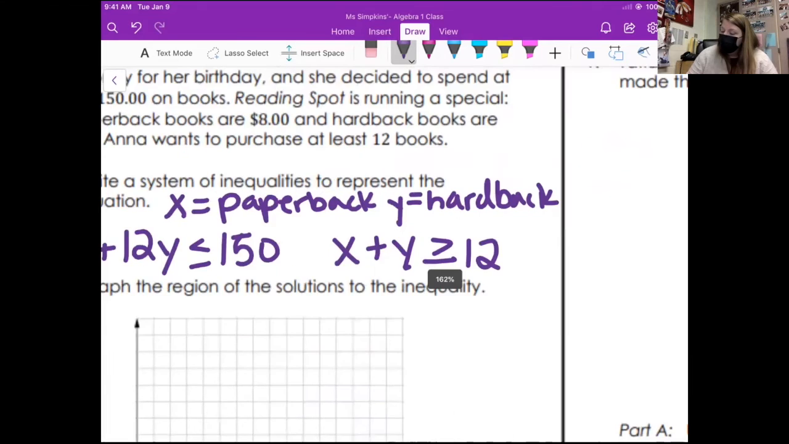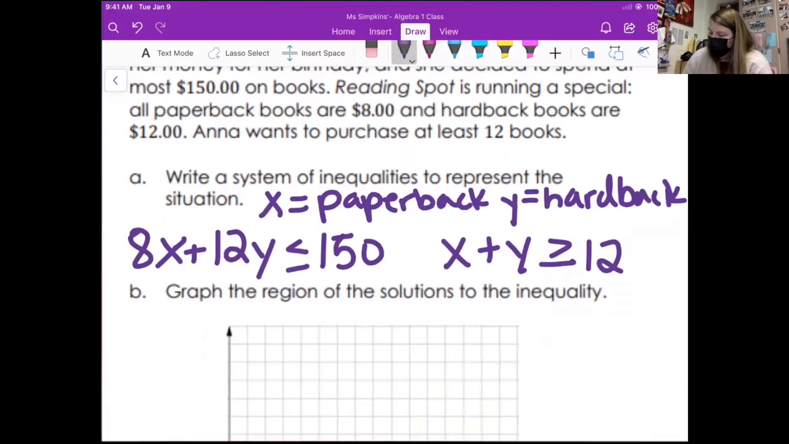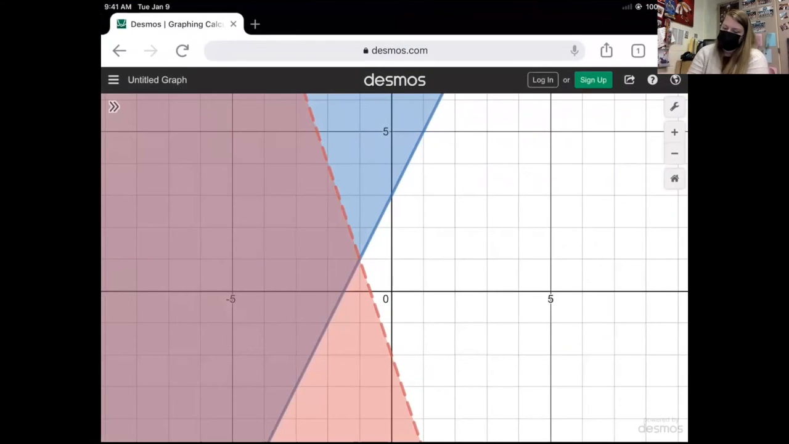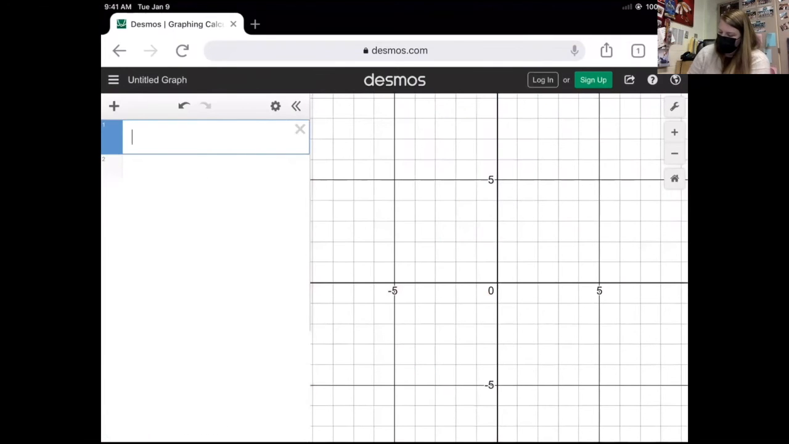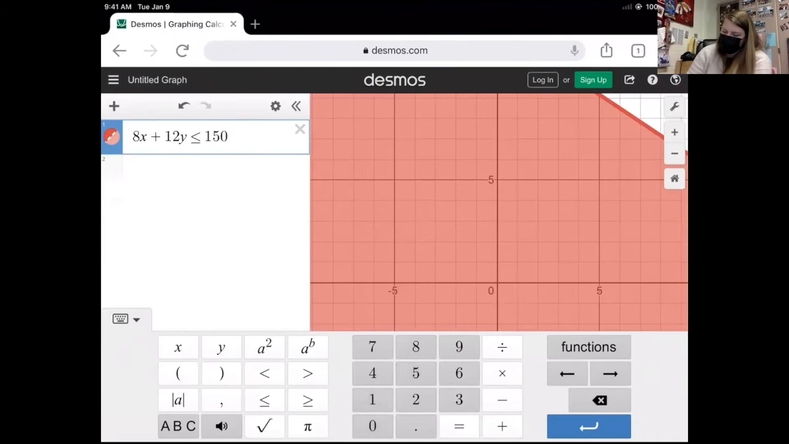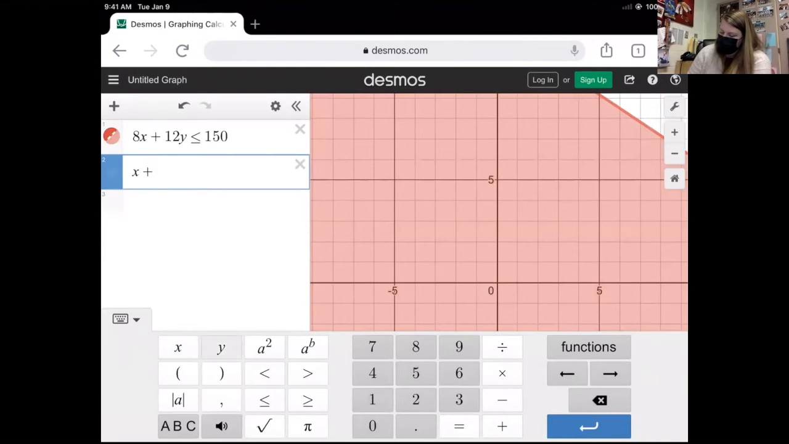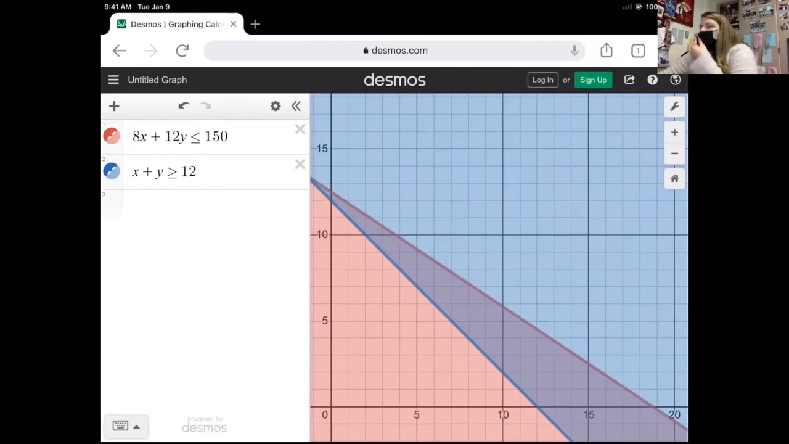Okay. All right. So I want you to graph. We're going to graph those two inequalities in Desmos. So go ahead and open your Desmos. We have 8x plus 12y is less than or equal to 150. And then we have x plus y is greater than or equal to 12. Should make like a little triangle area where they intersect.